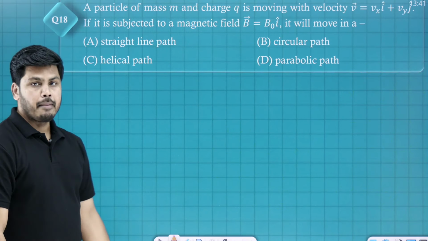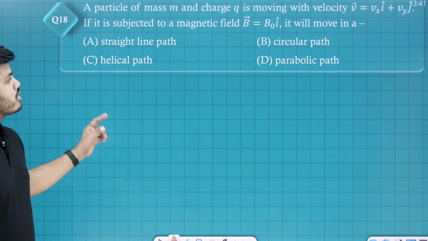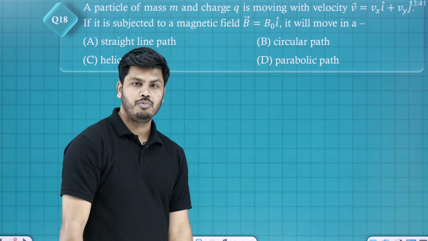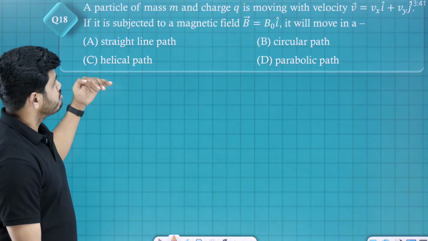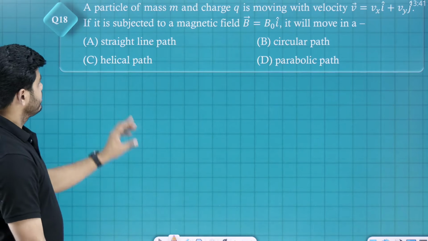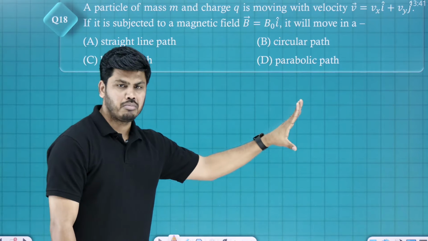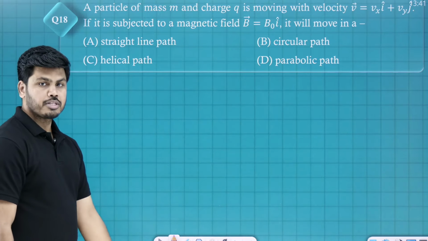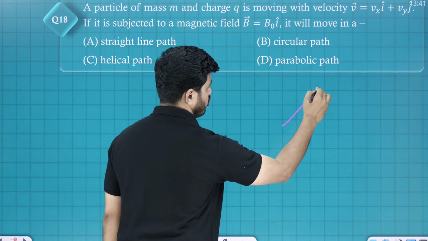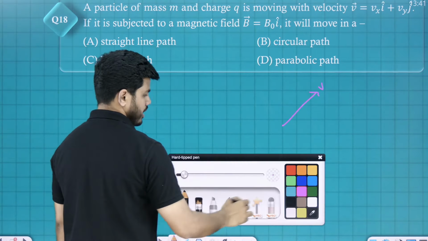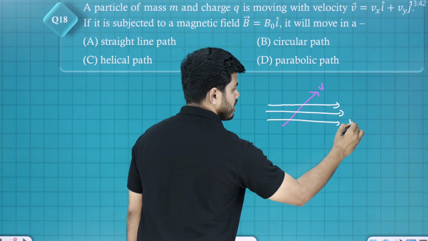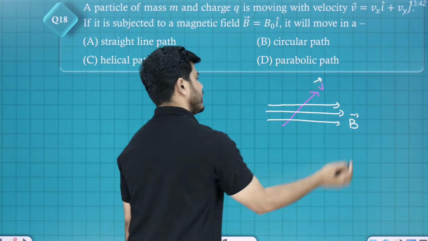A particle of mass m and charge q is moving with velocity v equals vx i cap plus vy j cap. If it is subjected to a magnetic field B0 i cap, it will move in a straight line path, helical path, circular path, or parabolic path. We know the three different cases we explained. In this case, velocity has x and y component. Velocity is in this direction, but magnetic field just has only x component, right? You know, i cap only. So this is the magnetic field direction, and this is the velocity direction.